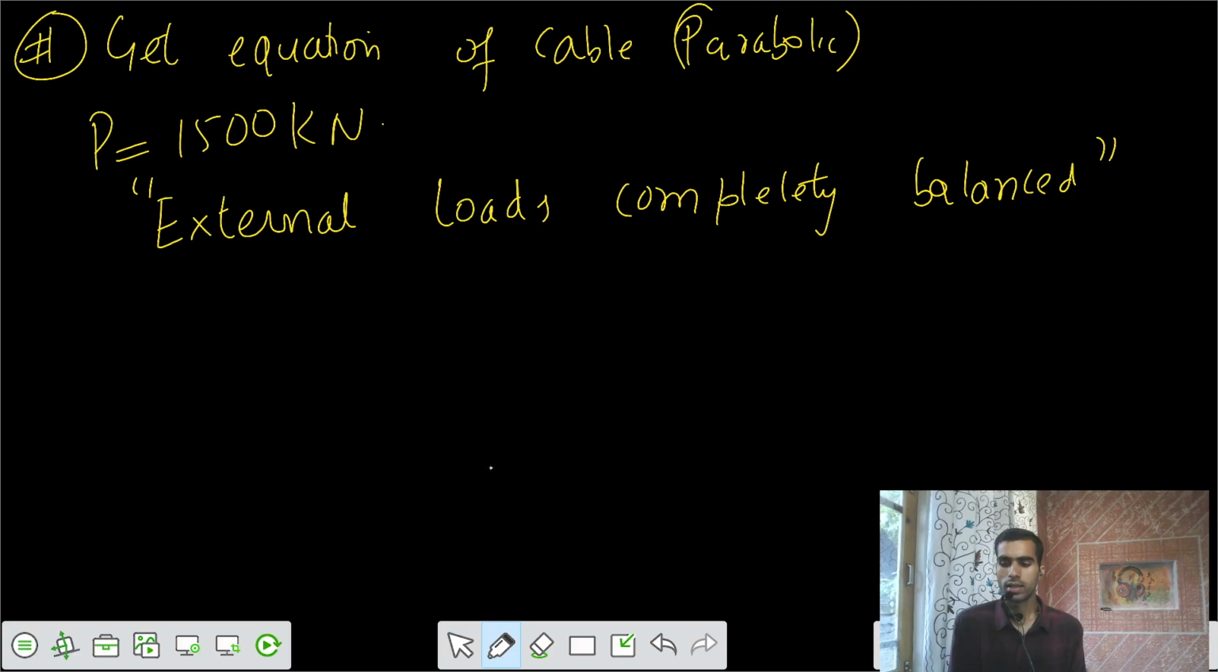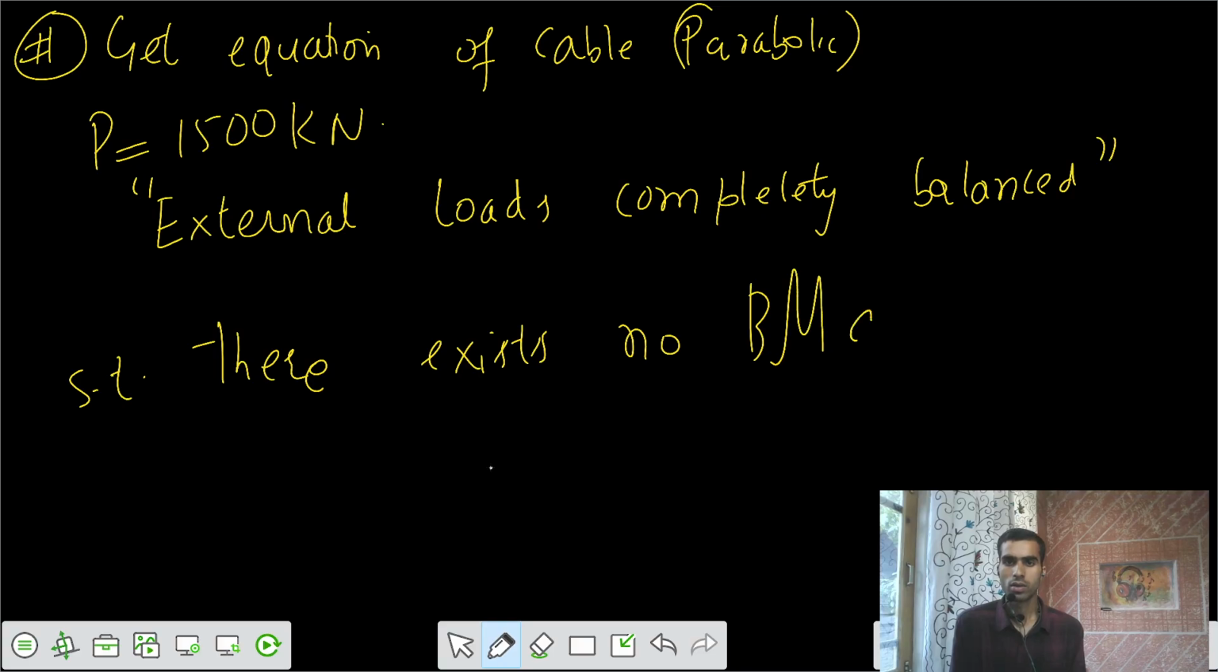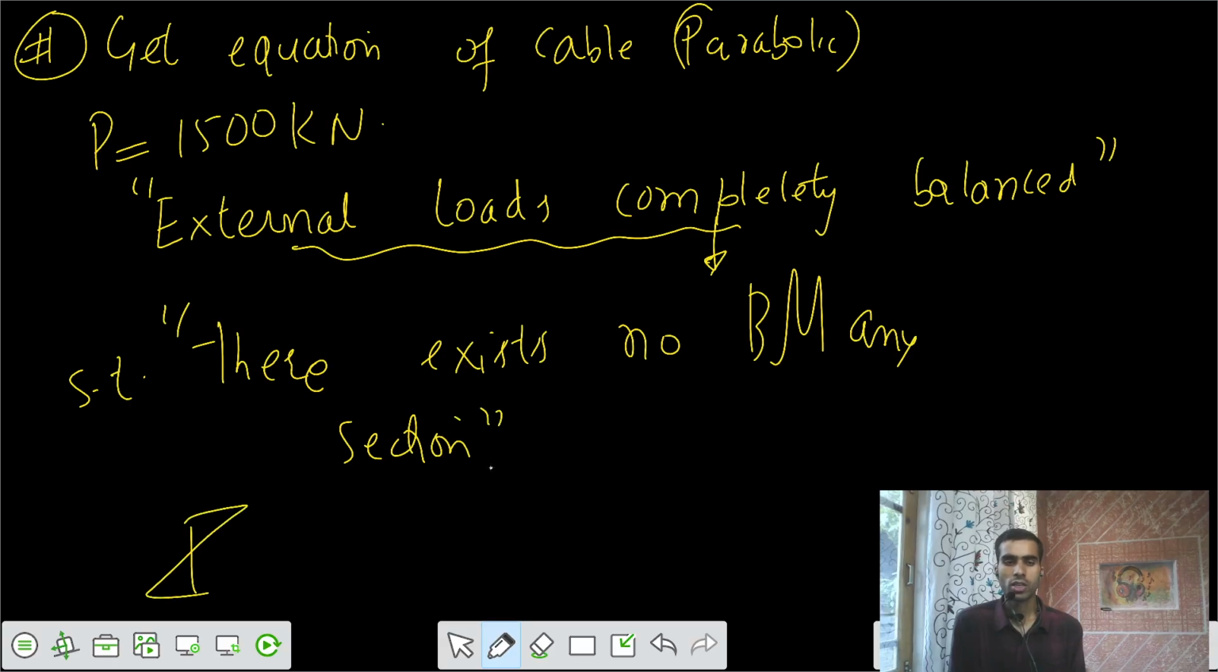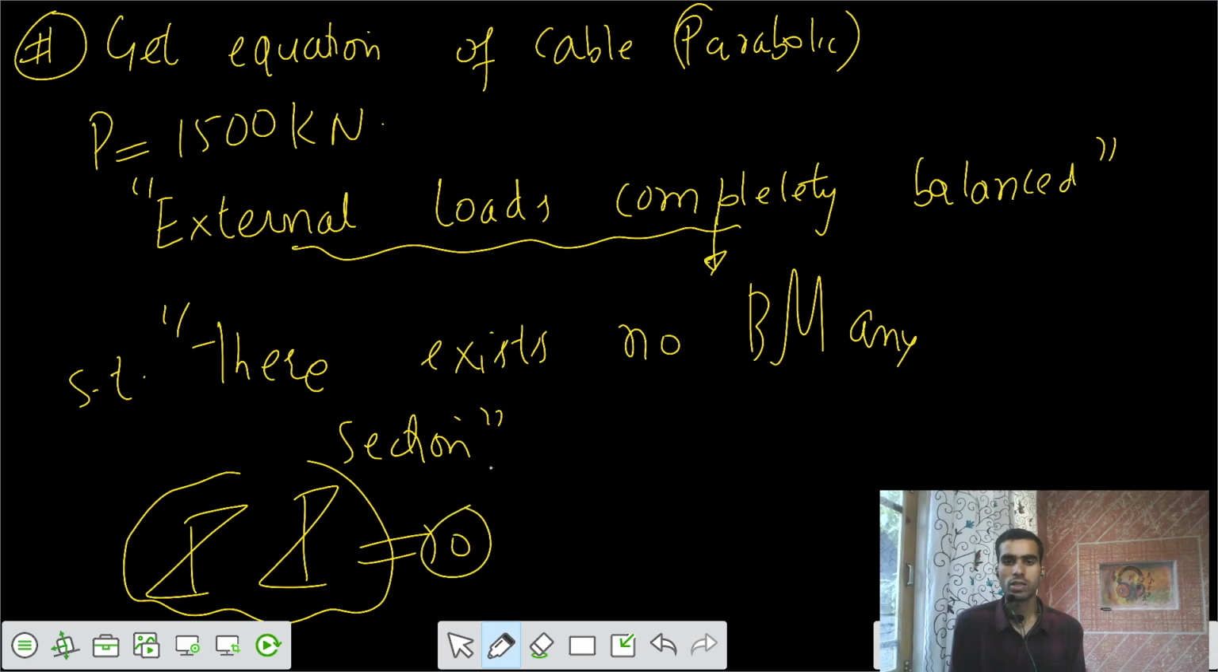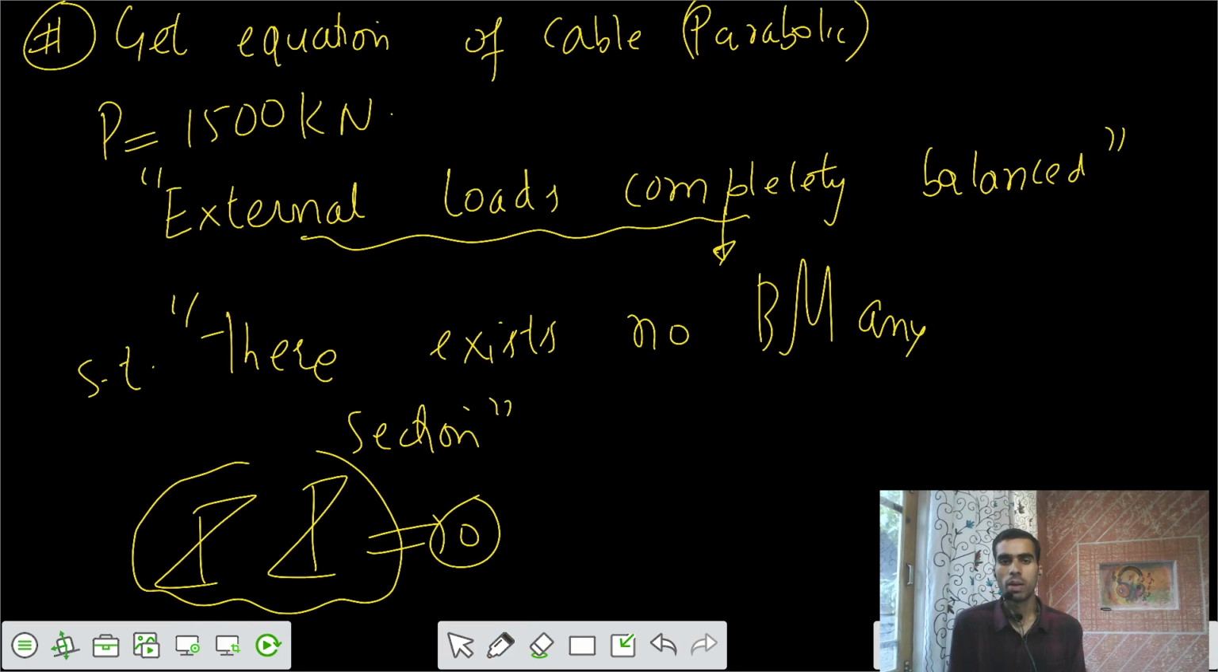And such that there exists no bending moment at any section. We can also say that the meaning of this complete balancing is that there exists no bending moment at any section. Because of the bending moments, there are those bending stresses. So I want those bending stresses to be zero. That is the meaning of complete load balancing.